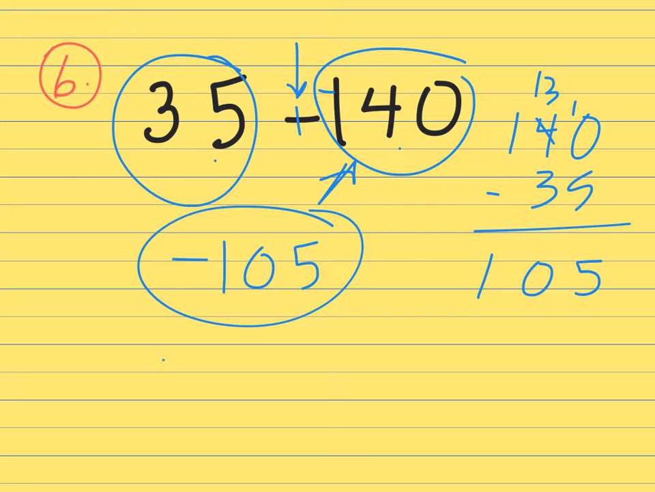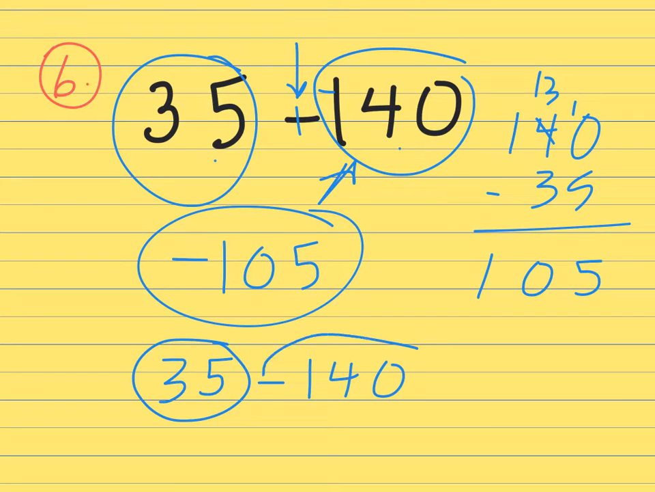Another way I could have done this is if I had 35 minus 140. I could take the 35, I could take that sign with the 140 and add those together, and again I'd follow the same process.